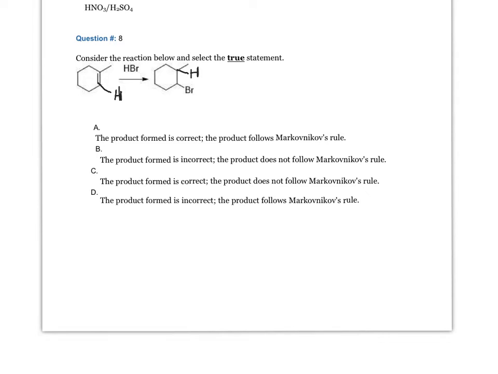Okay, so this product doesn't obey Markovnikov's rule. The hydrogen went in the wrong place. If it had obeyed it, that would be the product, if it obeyed Markovnikov's rule. So the answer is B. The product is incorrect because it does not follow Markovnikov's rule.